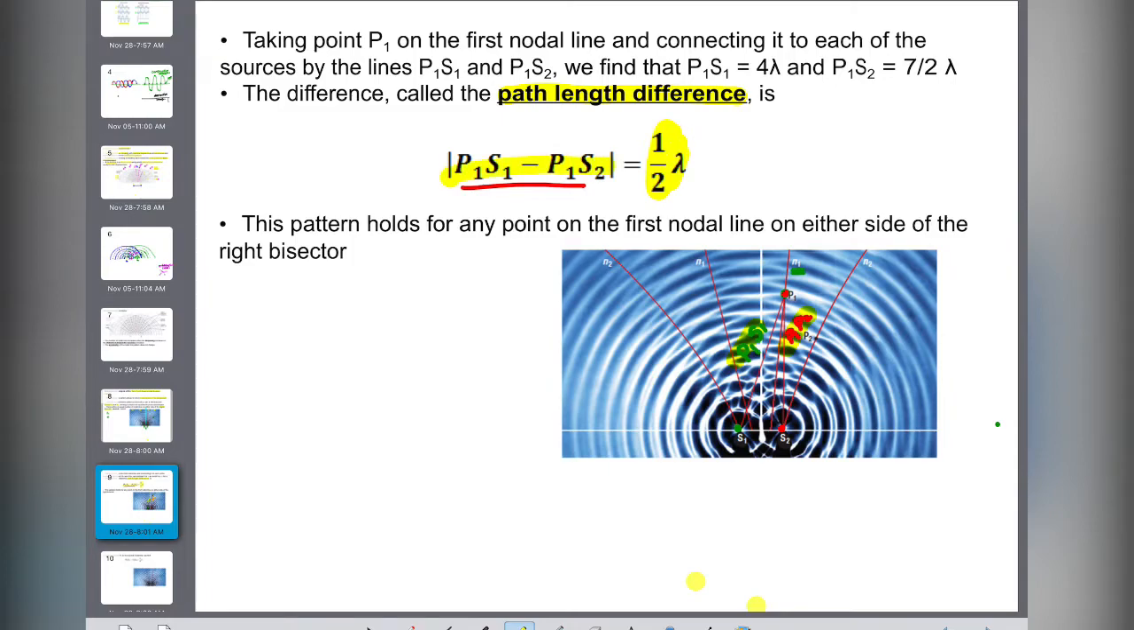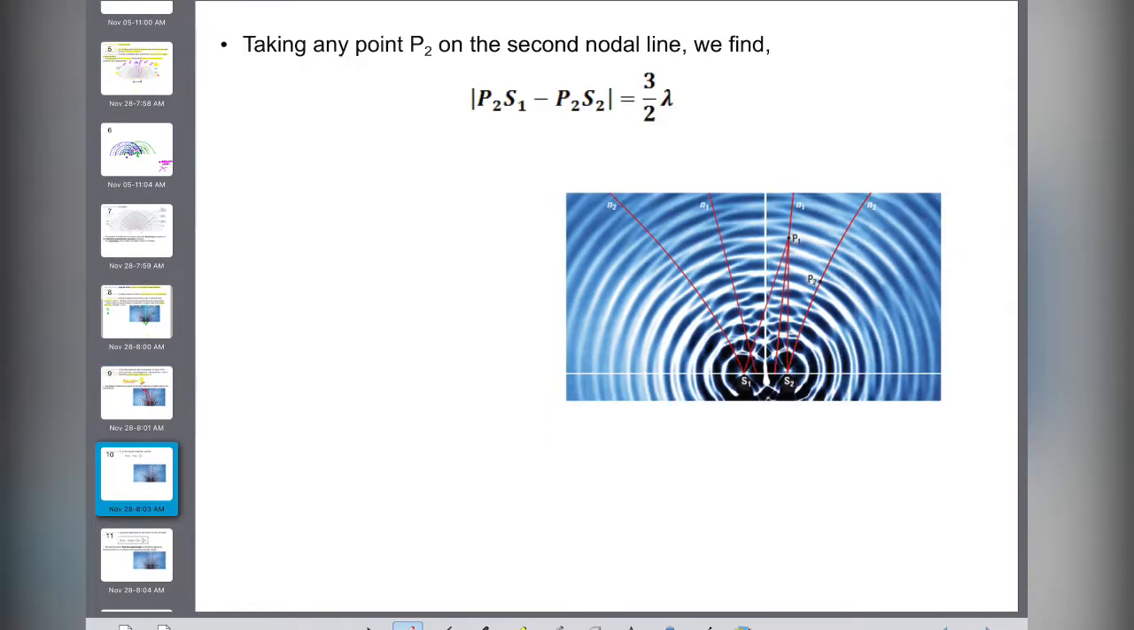Okay? So if they repeat this experiment and say, let's not pick this point as P, I'm going to erase everything here, and pick say this point right here, they can still call this P1. If they take a ruler, connect it to S1, measure how long this is, connect it to S2 and measure how long it is, and subtract those two distances, they found that it always equals half a wavelength. So that's a good pattern to find.